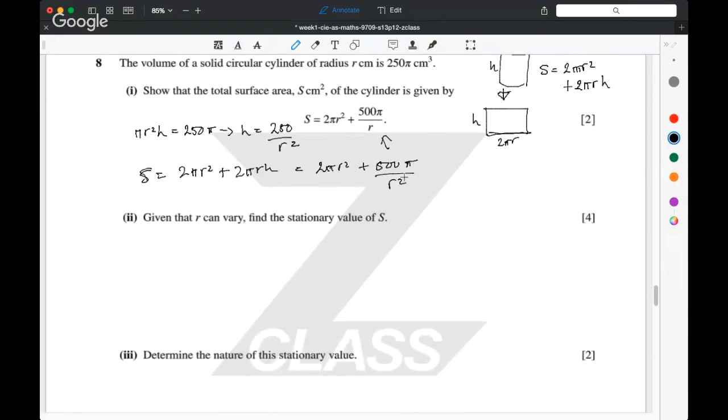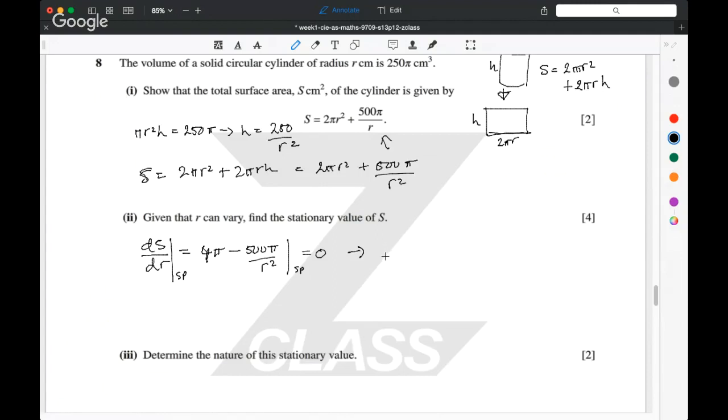So now we need to differentiate. We're asked for the stationary value of S with respect to varying r. So that means you differentiate S. You want to know how S changes with r. Well, that's a derivative. So ds dr is going to be equal to 4 pi r minus 500 pi over r squared. And this is equal to 0. So at the stationary point, if you evaluate this, you get 0. And we solve for r.